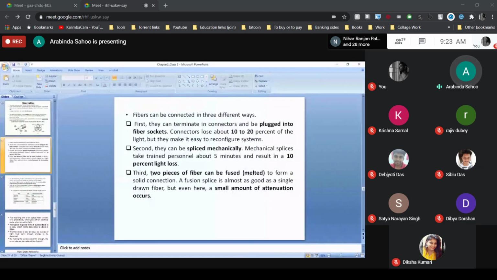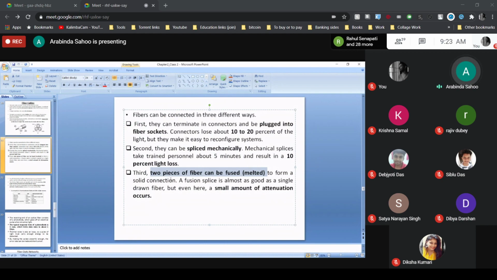And the third one is that two pieces of fiber can be fused. Two pieces of fiber can be fused or melted to form a solid connection.